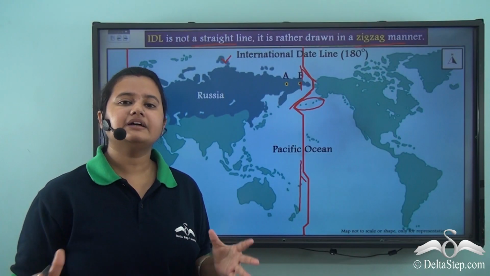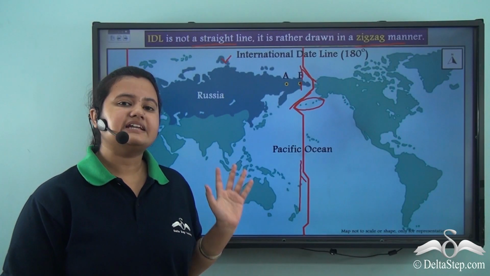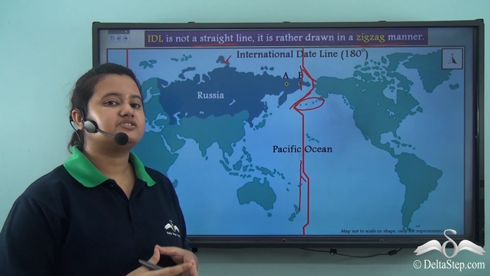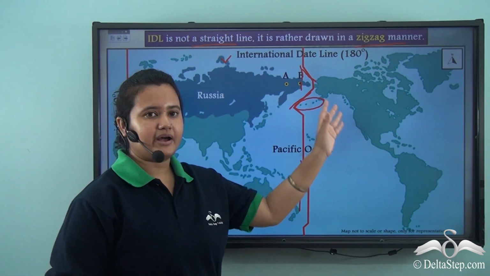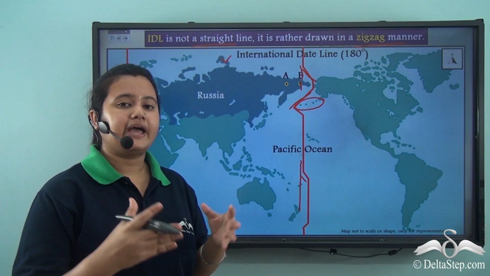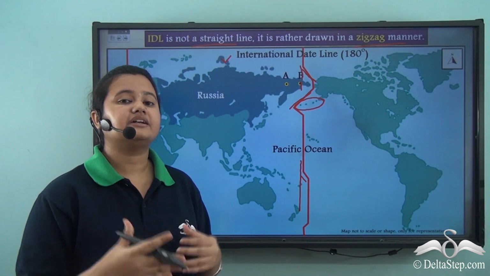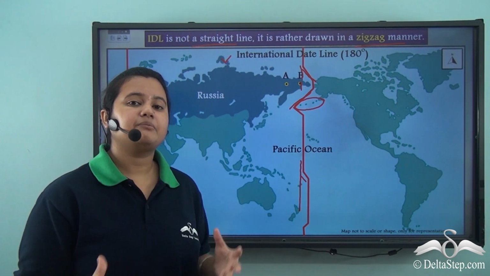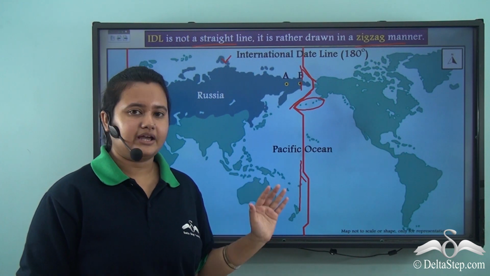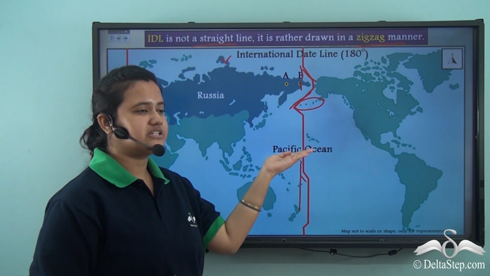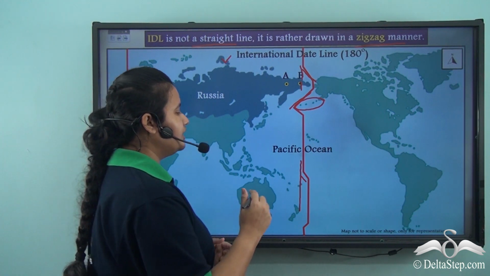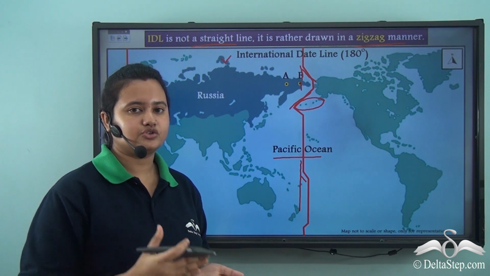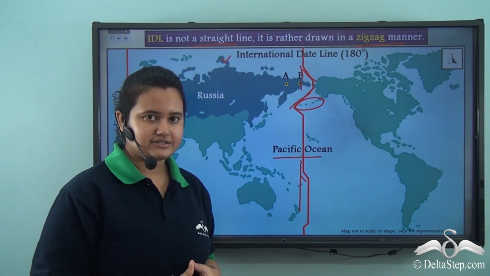So unlike other lines of longitude, the international date line is not exactly straight. It is rather drawn in a zigzag manner to avoid passing through any landmasses, so that there does not arise any confusion regarding dates within the same countries or within the same islands. So this is the international date line, which only passes through the Pacific Ocean. It does not cut through any of the landmasses.